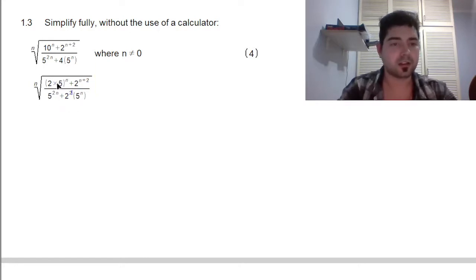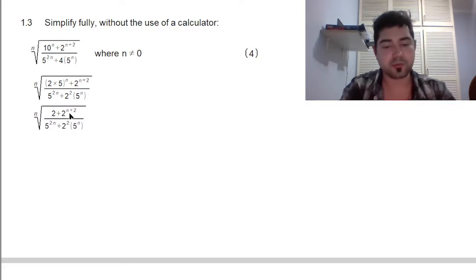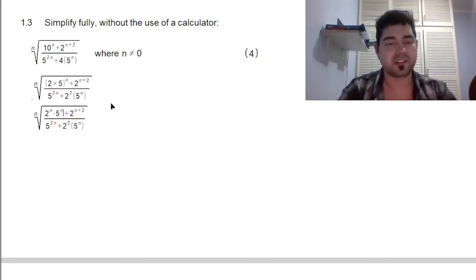Okay, now we're going to apply the exponent rule in the next question. We're going to distribute that power of n. So in place of what we had before, that 2 times 5 becomes 2 to the power of n times 5 to the power of n. Okay. So we distribute that power of n into both of the bases.